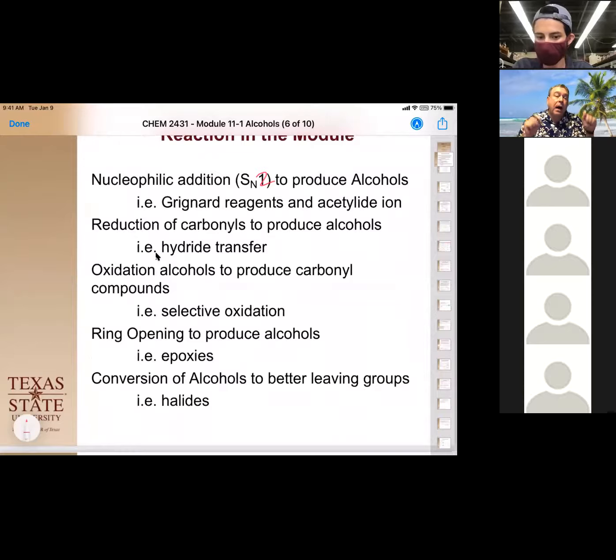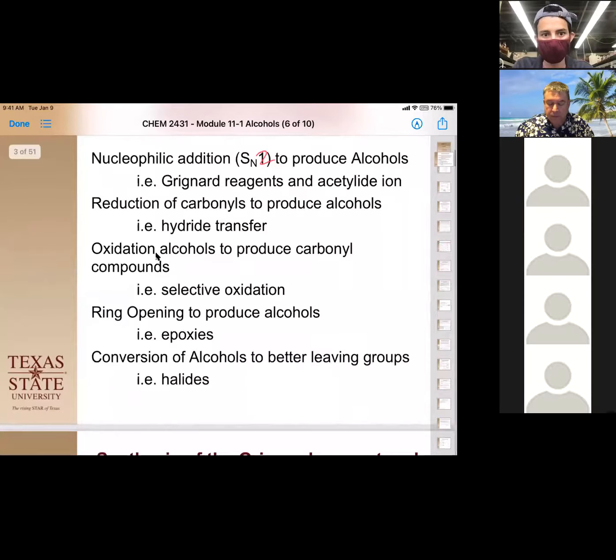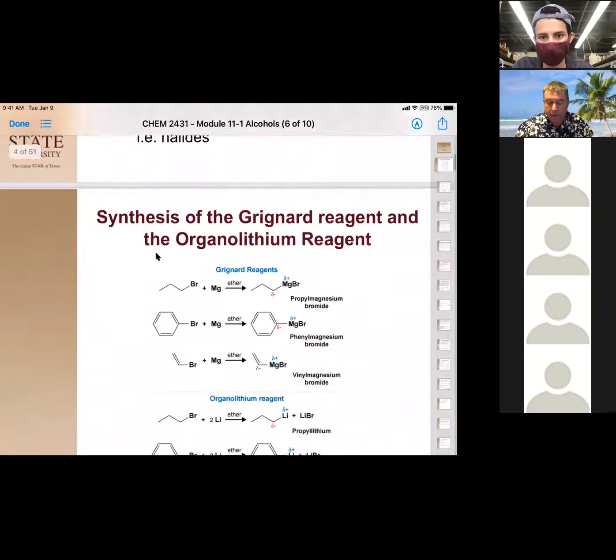We'll also look at oxidizing alcohols. So using it as the reactive group we're going to oxidize, and we can oxidize them down to carbonyl compounds, but there's a couple restrictions there. One, you can go too far, so we need to think about selectivity and what you can produce based on the alcohol you have. Then we'll probably not get to this till Monday, but we'll have the ring opening reactions to produce alcohols, and then conversion of alcohols to better leaving groups like halides. So let's start off with this nucleophilic addition to make alcohols.